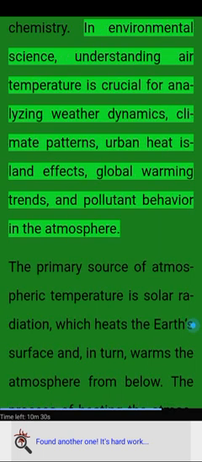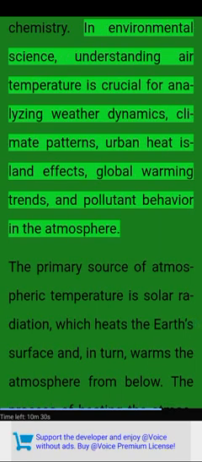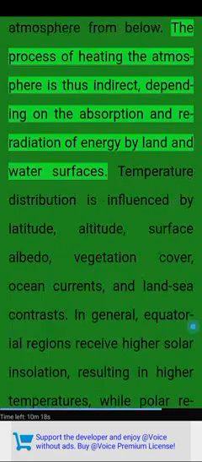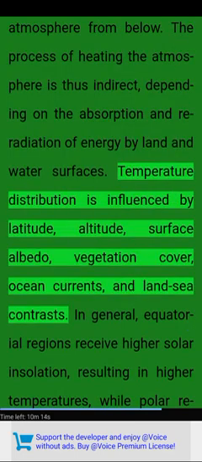In environmental science, understanding air temperature is crucial for analyzing weather dynamics, climate patterns, urban heat island effects, global warming trends, and pollutant behavior in the atmosphere. The primary source of atmospheric temperature is solar radiation, which heats the Earth's surface and, in turn, warms the atmosphere from below. The process of heating the atmosphere is thus indirect, depending on the absorption and radiation of energy by land and water surfaces. Temperature distribution is influenced by latitude, altitude, surface albedo, vegetation cover, ocean currents, and land-sea contrasts.